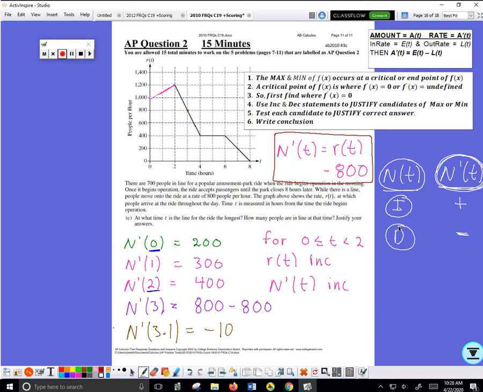Okay. That makes so much more sense. Awesome. It's just confusing because they give you the graph of only the in rate, not the out rate. So this problem would have been a lot easier if they just gave you the graph of n prime, with the minus 800 in it. Then you would see it change from positive to negative. Correct.